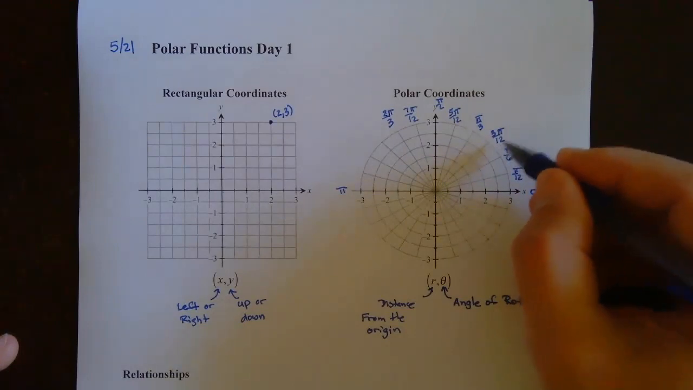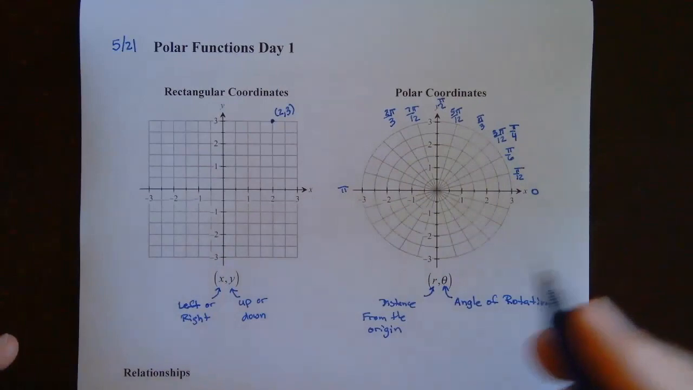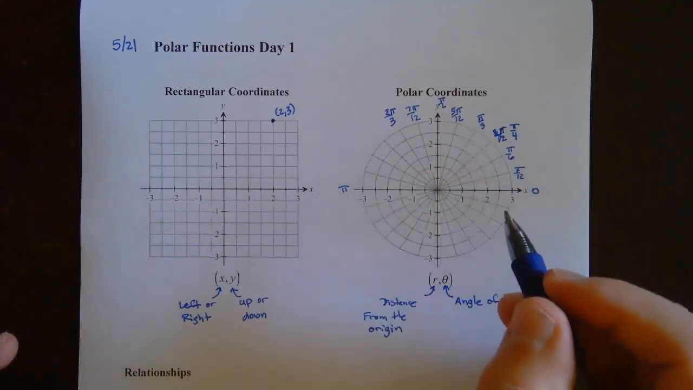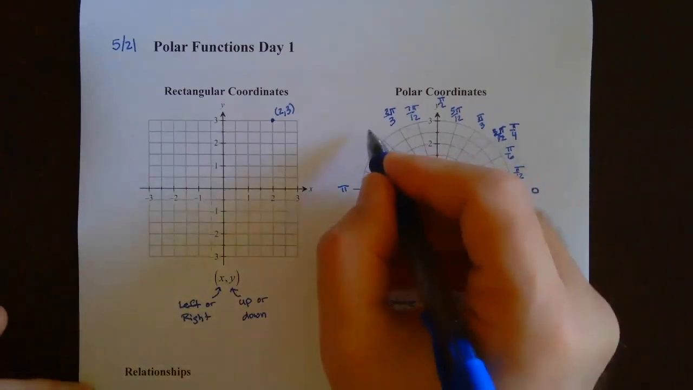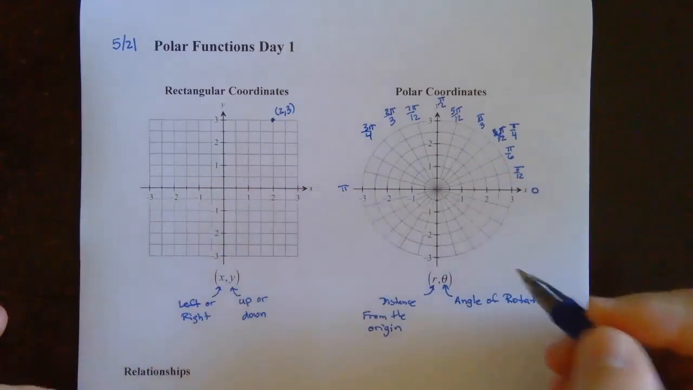3 pi over 12, what is that? That's pi over 4. Holy cow. Sorry, because that would reduce to pi over 4. All of a sudden I was like, wait, why am I getting pi over 4? That makes sense. Okay, sorry. This is 3 pi over 4. I feel really stupid right now.